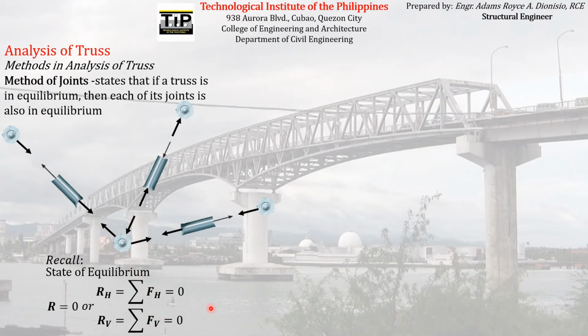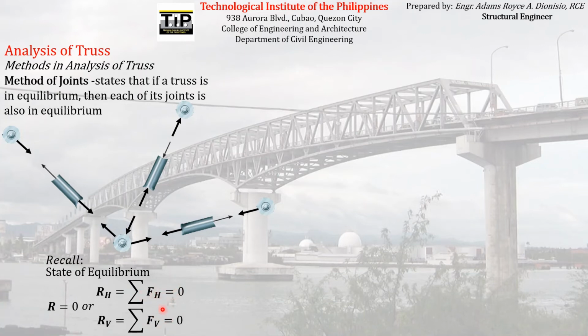Yung pangatlong equation of equilibrium, summation moment, di ko na nilagay kasi automatic naman satisfied siya dito sa joint na to. Kasi nga, yung mga forces acting on it are assumed na, 'di ba, concurrent dito sa joint. So kung concurrent 'yan, ibig sabihin pag nag-moment ka dito, automatic zero talaga yung moment. So automatic na nasa-satisfy na yung pangatlong equation of equilibrium. So wala na siyang kwenta, hindi natin siya magagamit to analyze this joint. Ang magagamit na lang natin ay itong dalawang equation of equilibrium na to.